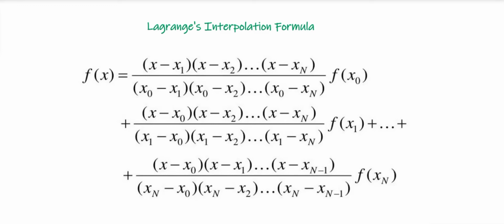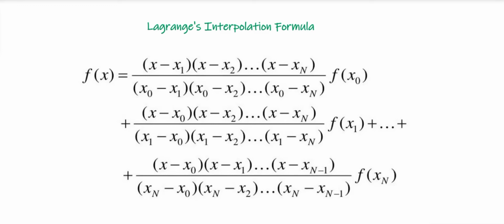The formula is like this: f of x is equal to (x minus x1)(x minus x2) up to (x minus xn) upon (x naught minus x1)(x naught minus x2) up to (x naught minus xn) into f of x naught. Here you will see one thing: as the first term is f of x naught, all the terms in the denominator start with x naught, and in the numerator you won't find the term x naught anywhere.